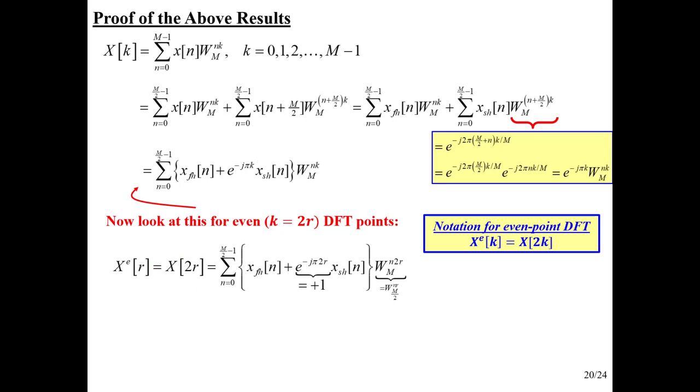But now this k gets replaced by 2r, and I've got a 2 pi there. So 2 pi times an integer is going to just always take me to plus 1. So that thing boils down to plus 1. Oh, I said a difference. It was really the sum of the two. We'll see the difference coming up in just a little bit. And this I've just reworked. That gives me the W form for a true M over 2 point DFT. And so now I can rewrite this way.